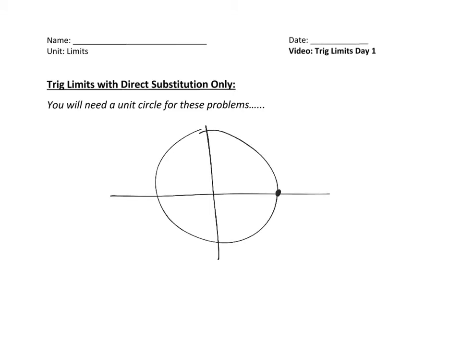You should have had over here the point 1, 0. Up here is 0, 1, negative 1, 0, and 0, negative 1. And it's helpful to also memorize the degree measurements. So here is 0 degrees, or 360. Here is 90 degrees, 180, and 270.